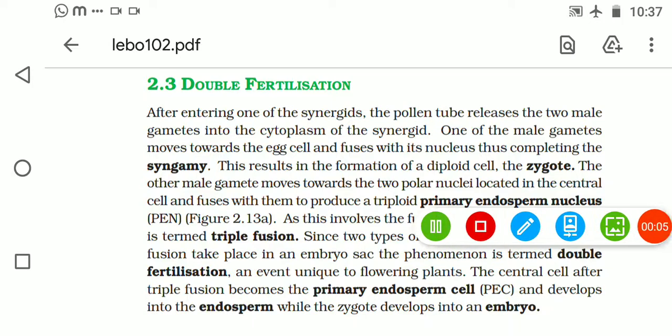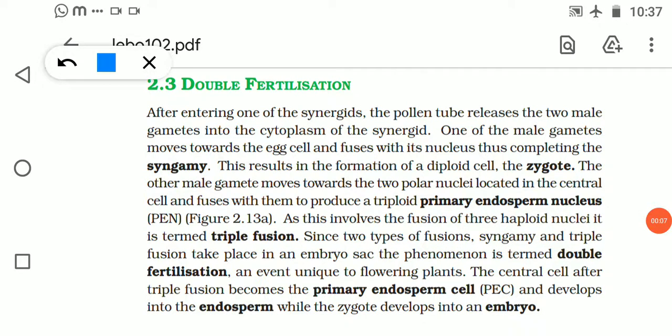Hello friends, so here I will be going ahead with class 12, sexual reproduction in plants, double fertilization.